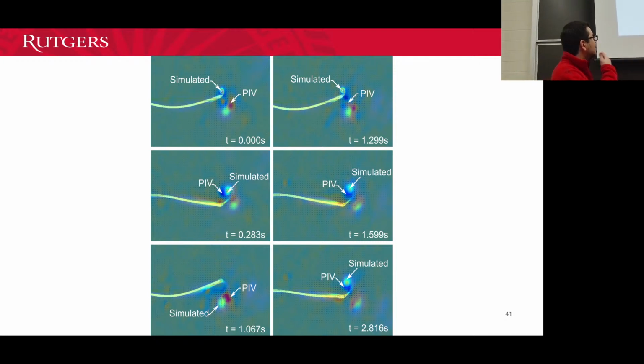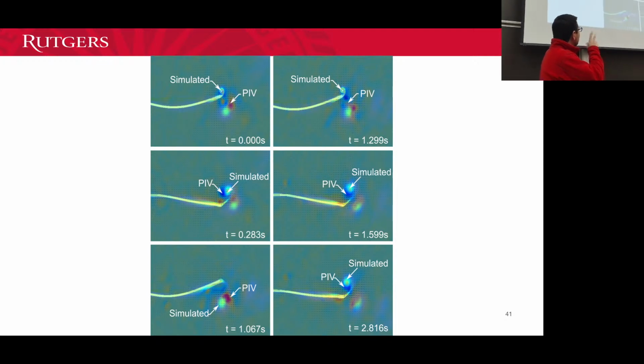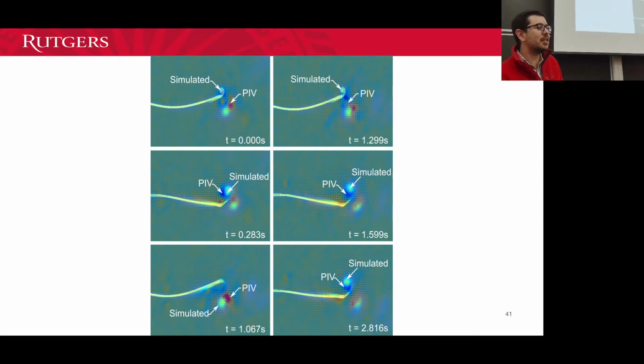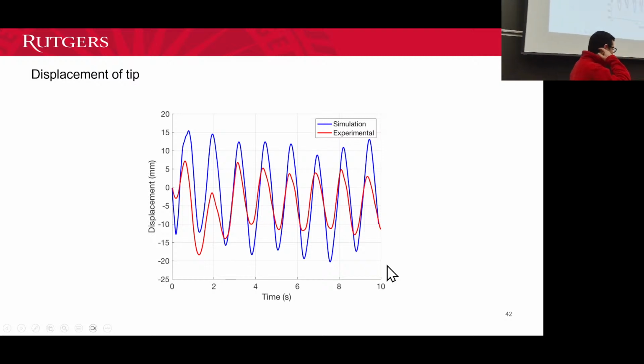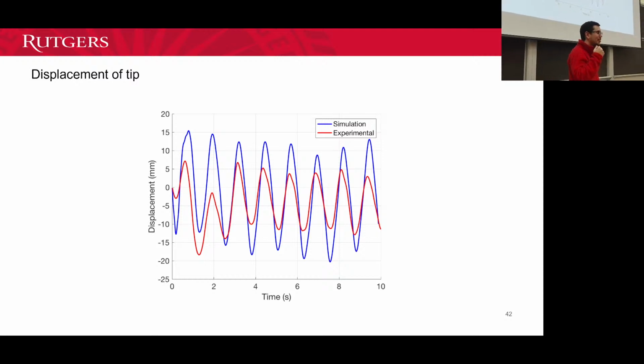So Ajay is able to get reasonable agreement between simulations and experiments. And here are data for the displacement of the tip, simulation and experiment, right? And I think that probably the first time you showed me this, I was very skeptical. I was like, hey, why is it better? But now you know, right?